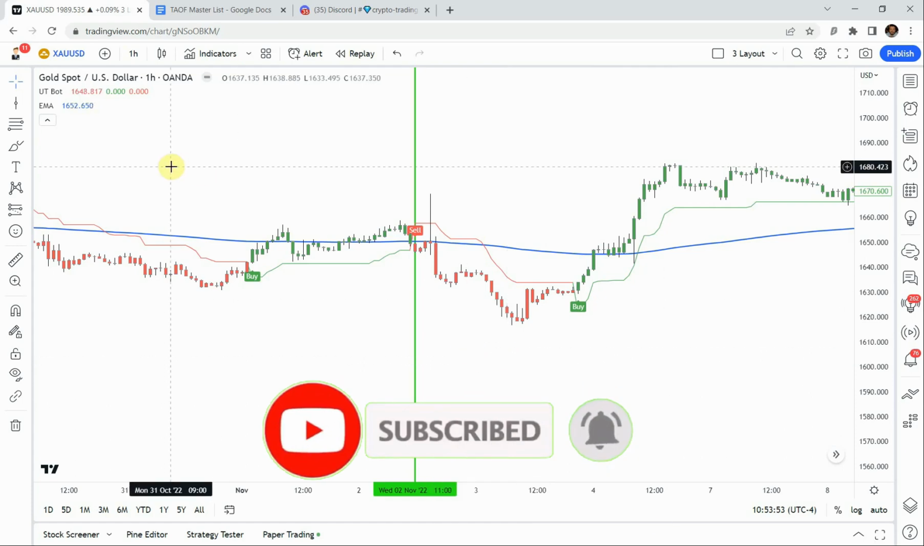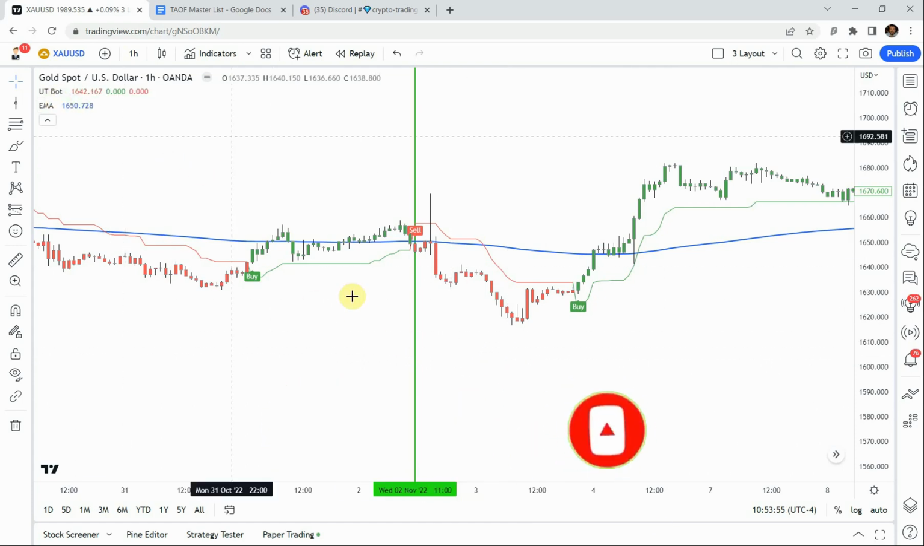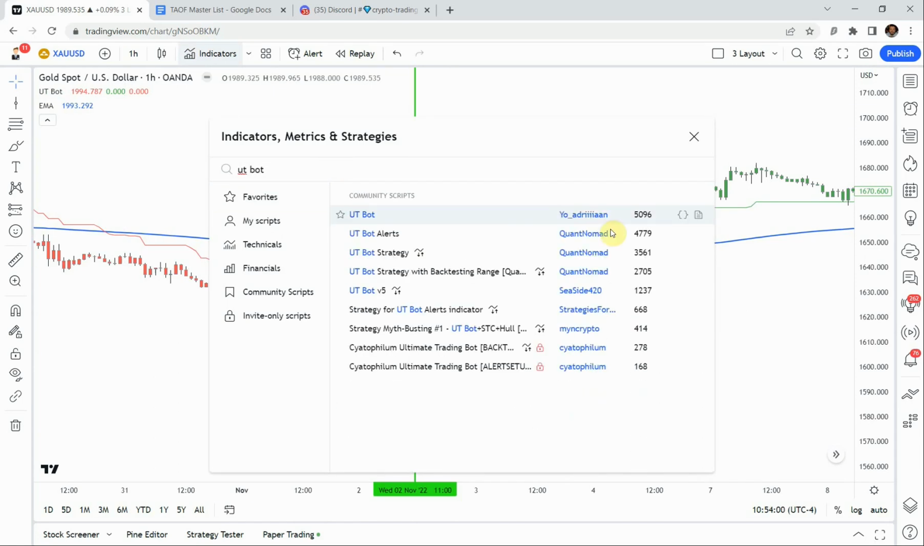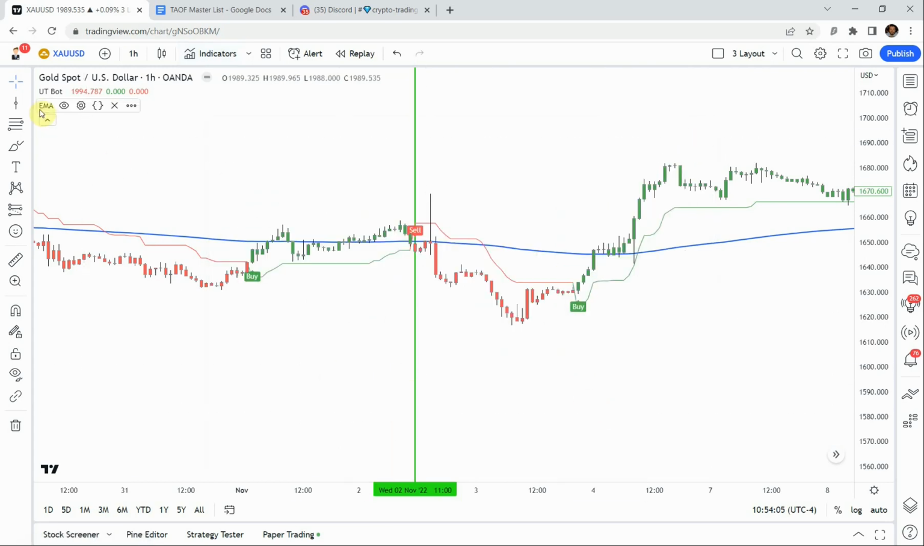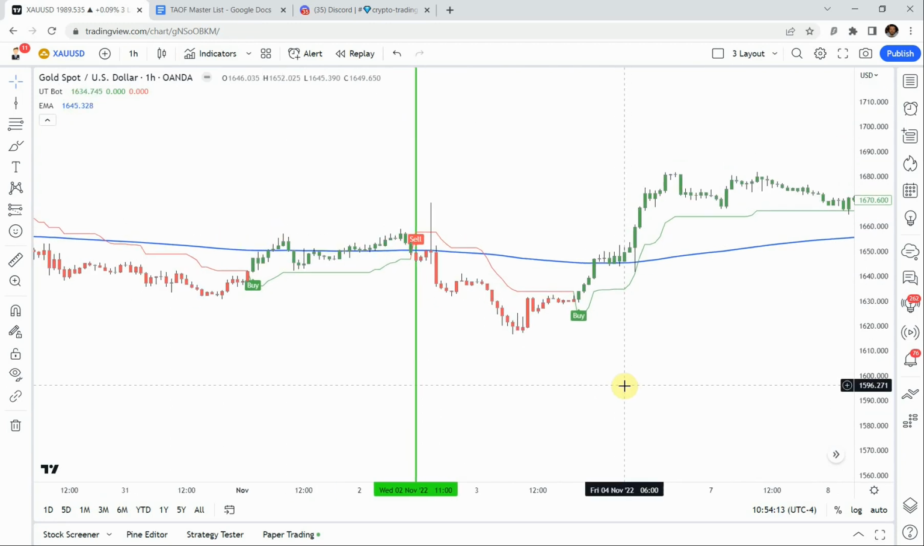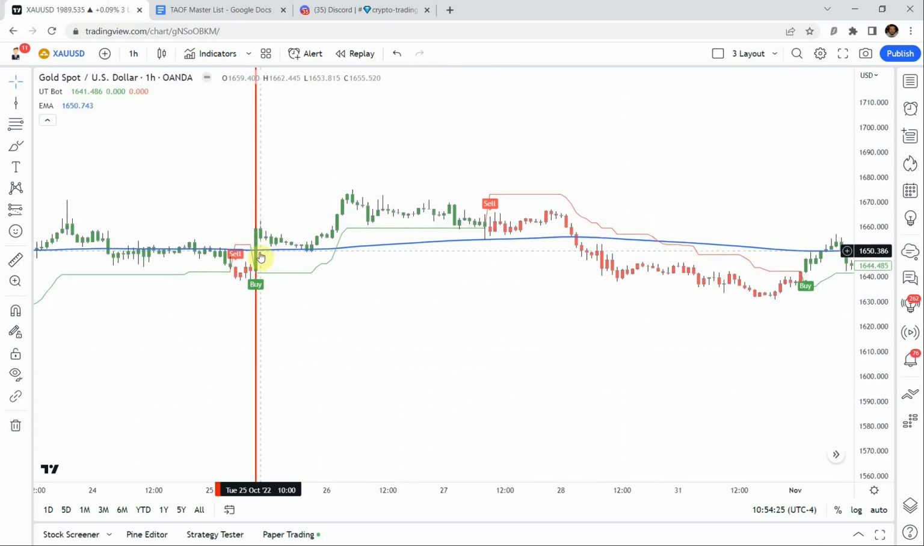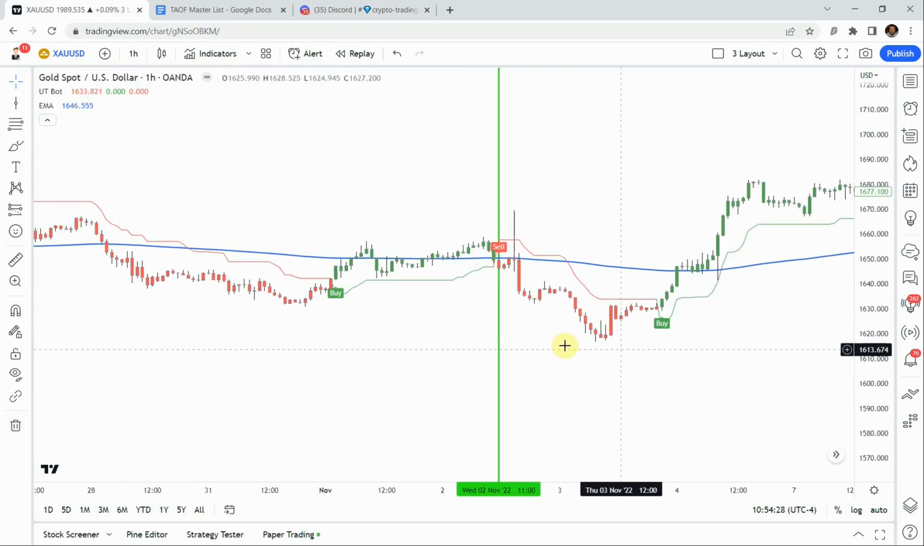The main indicator is going to be the UT Bot indicator. You just go in and type UT Bot, and it's going to be the one right here by Yo Adrian. The other one is just a simple EMA, an exponential moving average set on a 200 period. The setup is when you get a sell signal and price is below the EMA, that is a short trade signal. When you get a buy signal and price is above the EMA, that is a long trade signal.